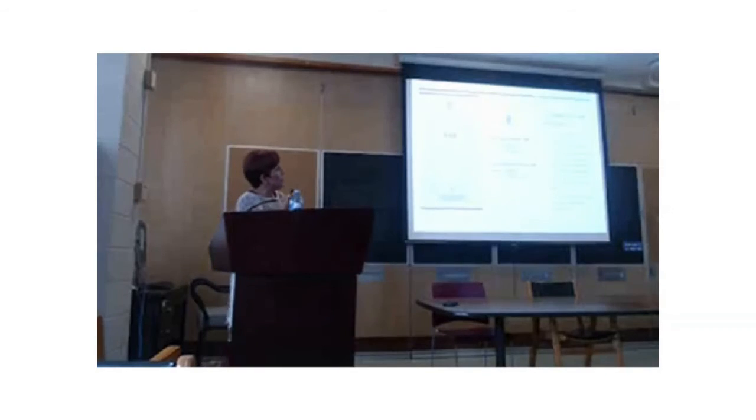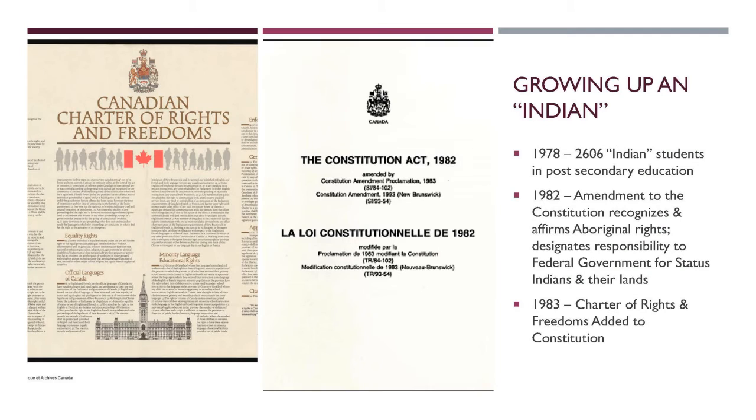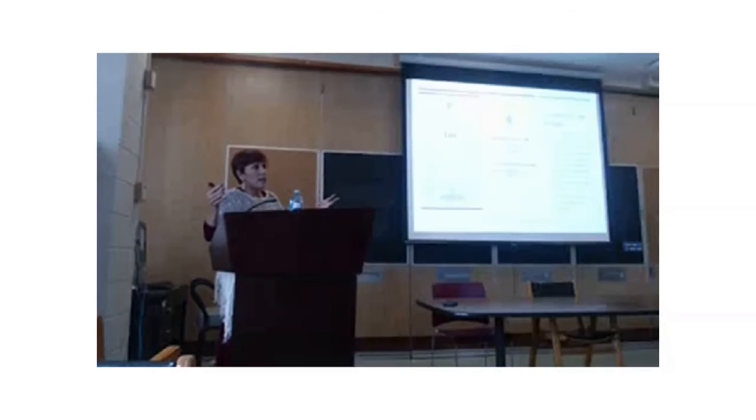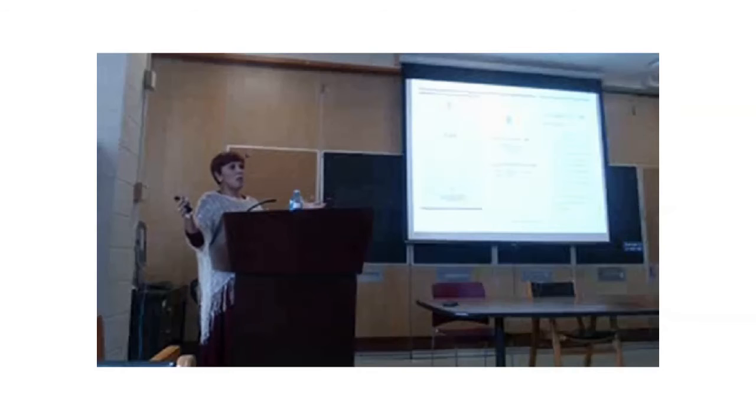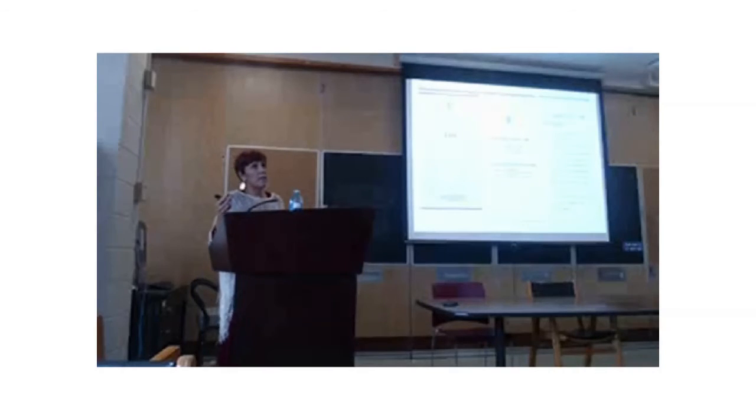And I put this in because when I kept hearing that we need to increase Indigenous people in post-secondary school, I thought, well, why aren't we there? Well, because of the Indian Act. We weren't allowed to be there for a long, long time. As in 1978, there were only 2,600 across Canada in post-secondary education. And that just shows when the law changed. Now there's exponentially more, but we're nowhere near the level of other populations.